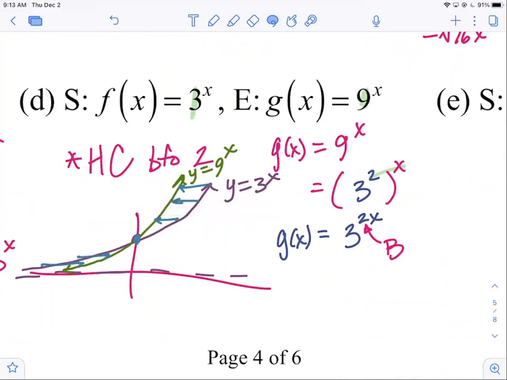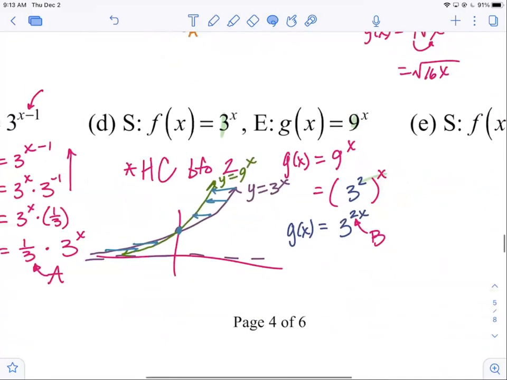So now I can pretty much conclude graphically that there's not a vertical dilation, a horizontal shift, or a vertical shift that's going to accomplish the goal. The only way to get from 3 to the x to 9 to the x is by a horizontal compression by a factor of 2. Okay, so not all of them have 2 different ones.